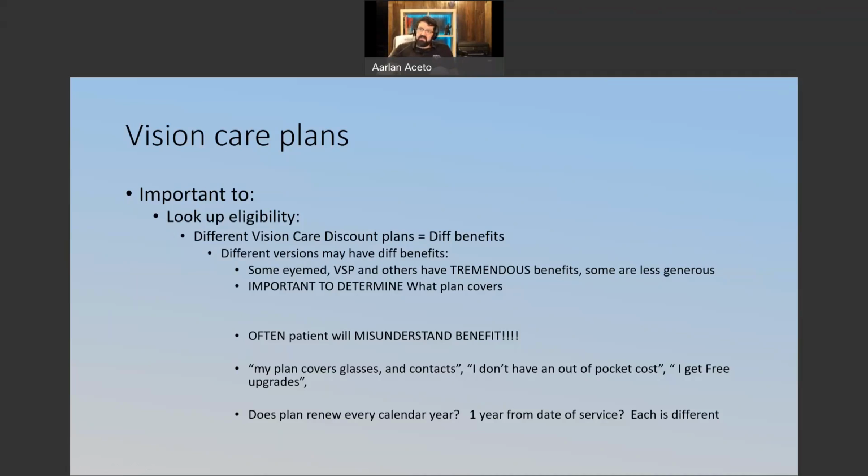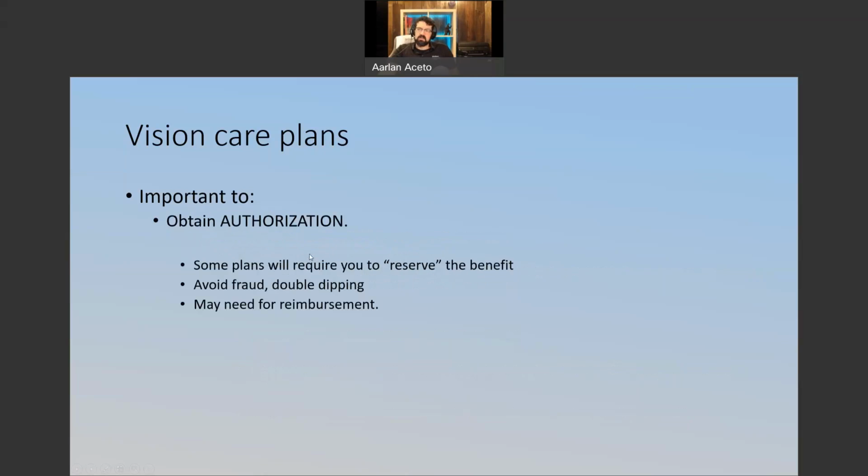So again, there's so many differences that you must not take the patient's word for it. Don't think you know how it all works. It could change on a dime unless you have the printout, unless you have the verification in your hands. I would not guarantee or plan on anything until you see it in writing.